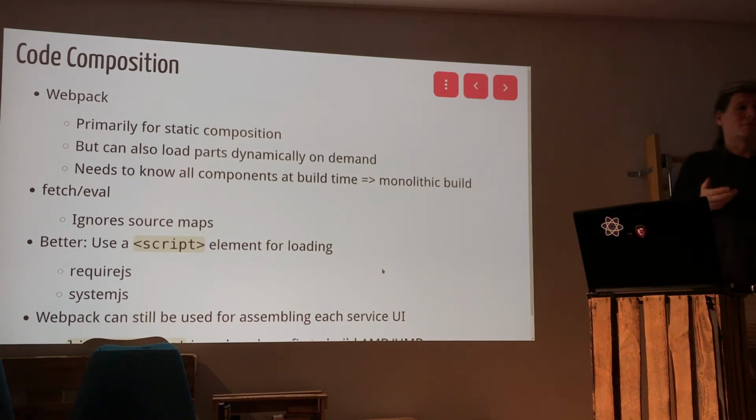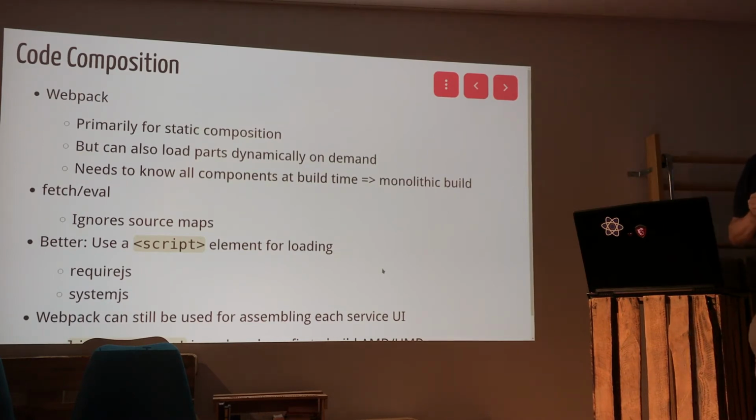And well, if you have to debug the code generated by Babel, that's not very comfortable. So it's generally better to load the code via a script element. And it turned out we don't have to invent that. ReactJS and also System.js provide such things already.